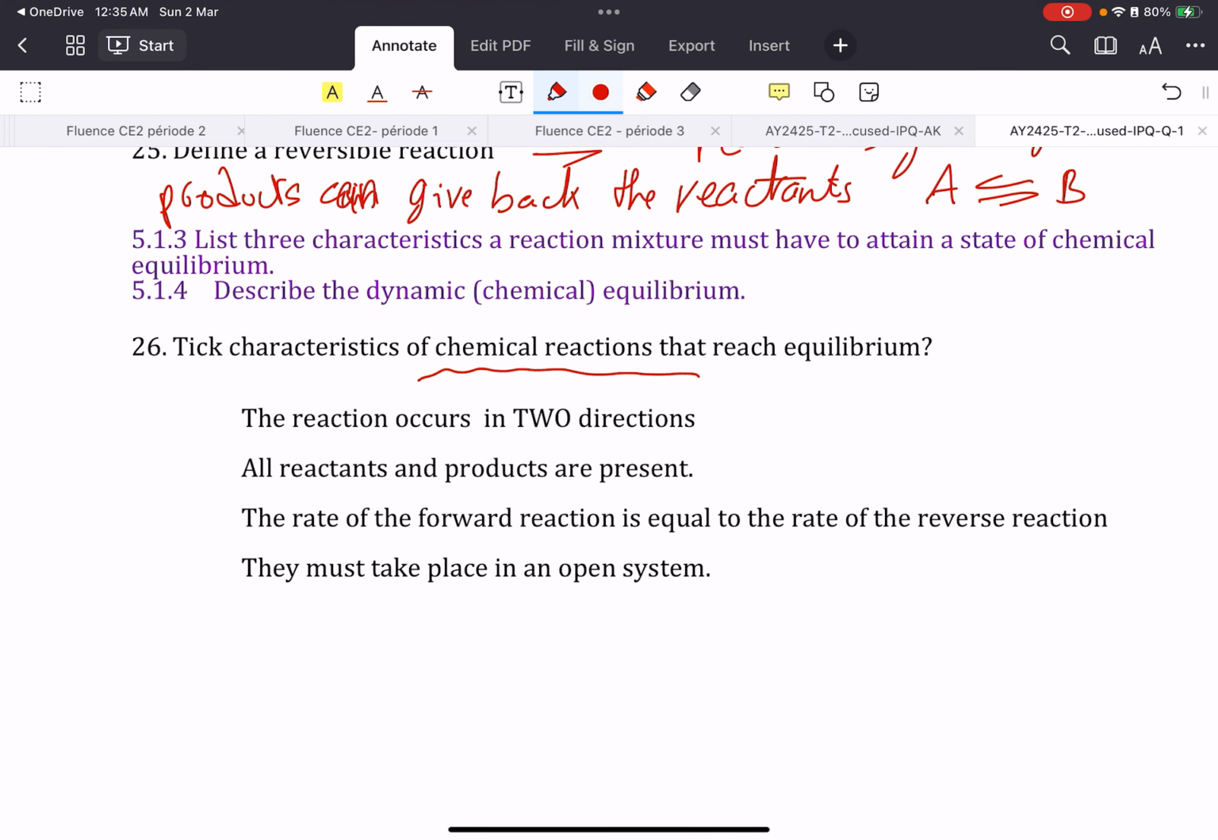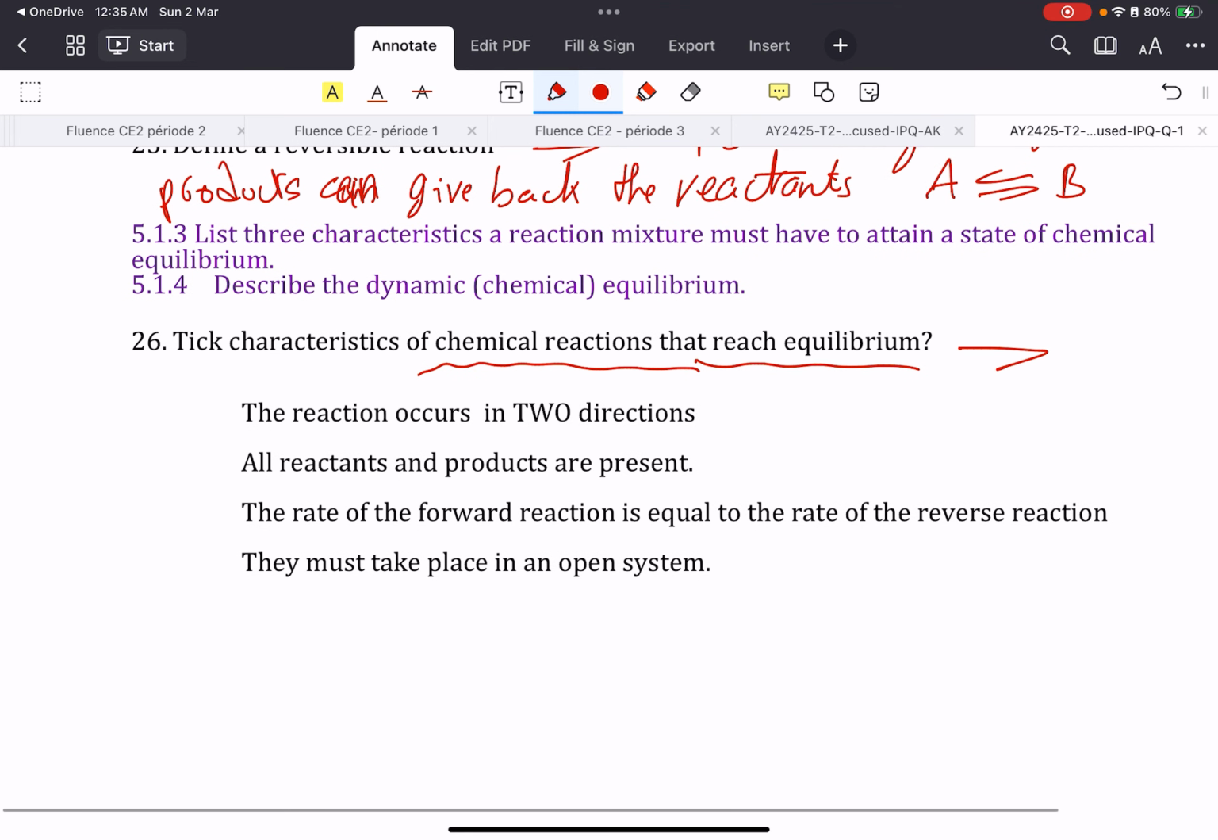Take characteristics of chemical reactions that reach equilibrium. To reach equilibrium, they must be reversible. To reach equilibrium, the system must be closed. To reach equilibrium, the conditions of the experiment or of the reaction must be constant, and reactants and products must be present. So it's a reaction that goes in both directions.